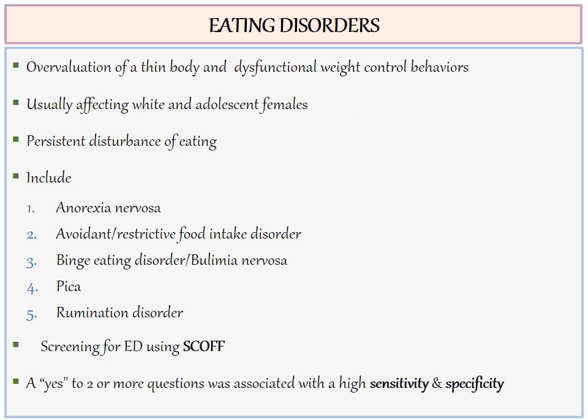Eating disorders involve overvaluation of a thin body and dysfunctional weight control behaviors, usually affecting white and adolescent females. Persistent disturbance of eating includes anorexia nervosa, avoidant/restrictive food intake disorder, binge eating disorder, bulimia nervosa, and rumination disorder. Screening for ED uses the SCOFF, which consists of 5 clinician-administered questions.